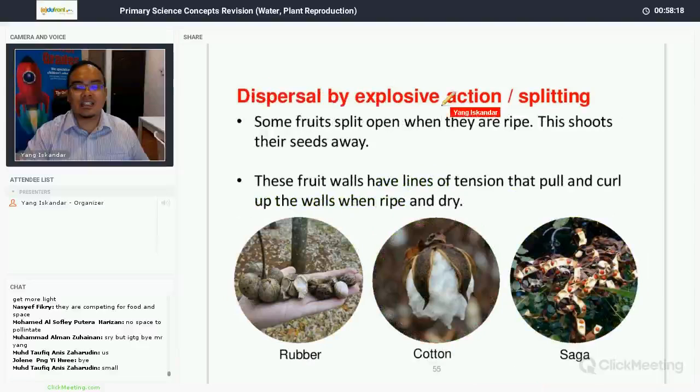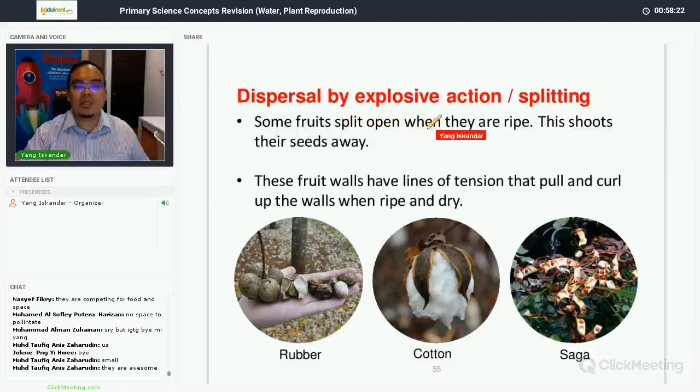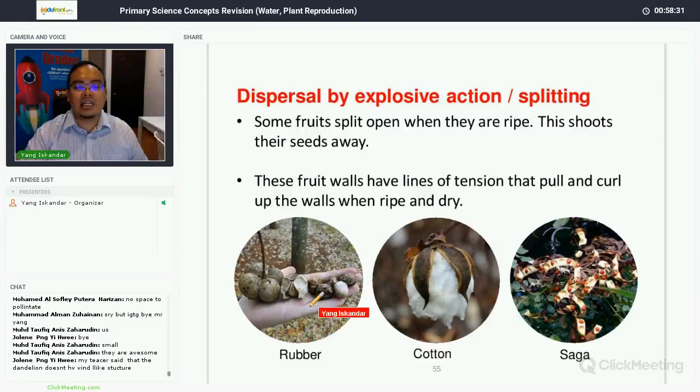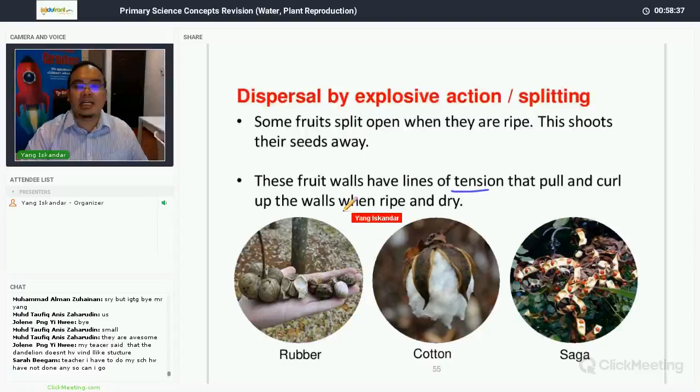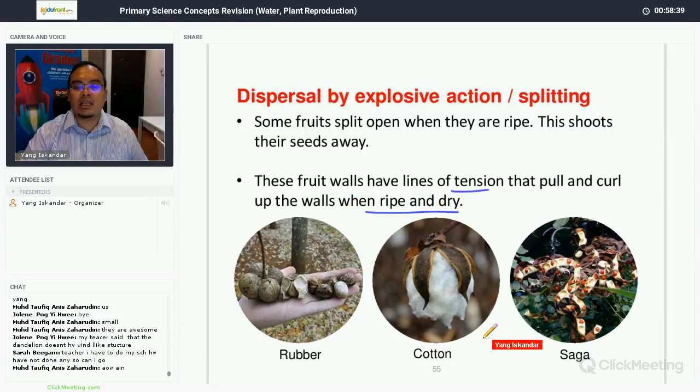Next, by splitting or explosive action, some fruits split open when they are ripe. Now this shoots their seeds away. Like the rubber tree, the fruit and the seeds are dispersed by explosive action. Now the fruit walls have lines of tension that pull and curl up the walls when ripe and dry.